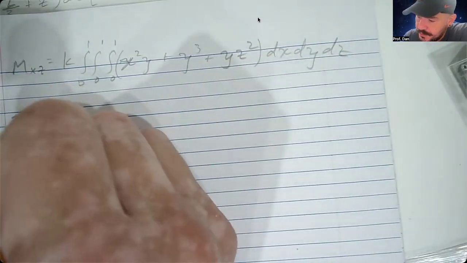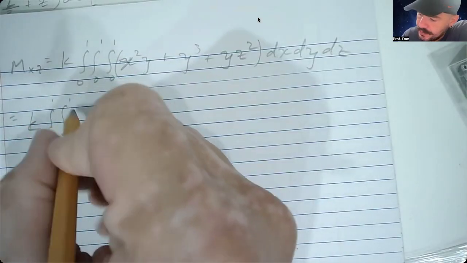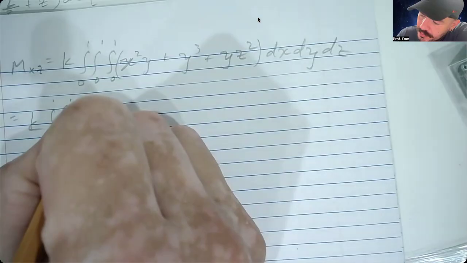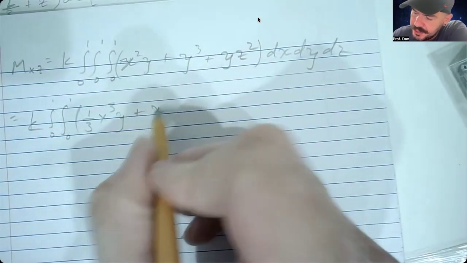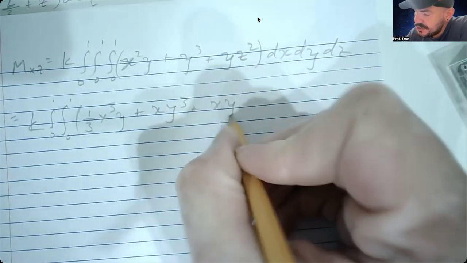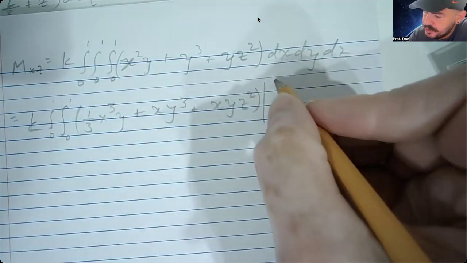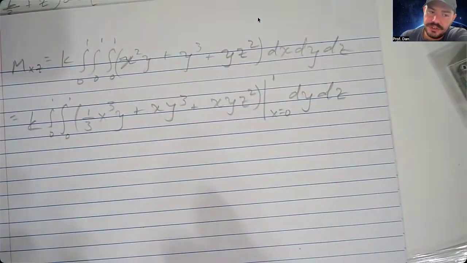So taking the first integral, we end up getting 1/3 x cubed y plus xy cubed plus xyz squared. And we're going to evaluate that from x equals 0 to 1, and then follow through with the following integrations.